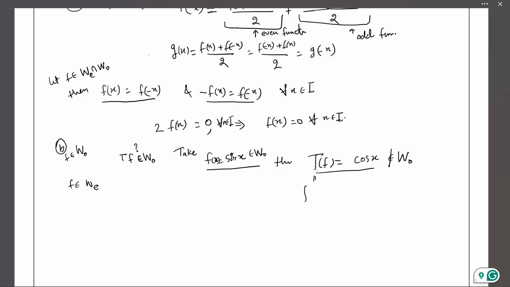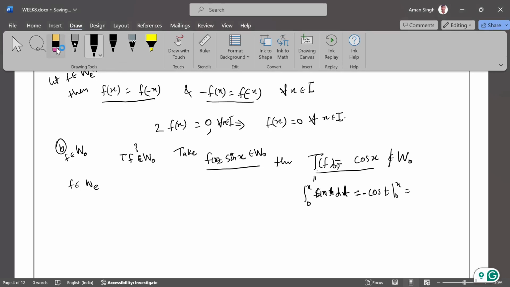Tf is nothing but the integral evaluated at x. Let's say x is positive for some time. So f(x) means cos x, the integral of sin t dt. Then this will become minus cos t from 0 to x. Oh, sorry, the integral of sin t is minus cos t. Cos 0 is 1. I was wrong. Sorry. So there is some mistake, but let me explain the other idea which I had.